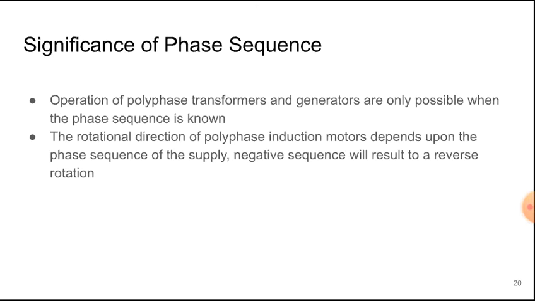Another significance of phase sequence is the rotation of polyphase induction motors. The rotation of polyphase induction motors depends on the phase sequence of the supply. If the sequence is negative, it will result in a reverse rotation. So this is a very critical application of phase sequence. If you know the phase sequence, you know the direction. If you don't know, you cannot just simply connect them, because you don't know the rotation of that induction motor. It may cause harm in your application.